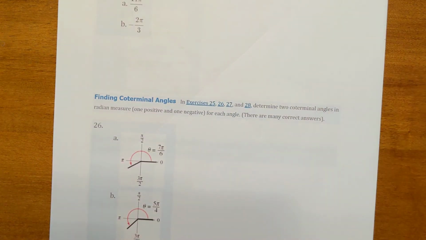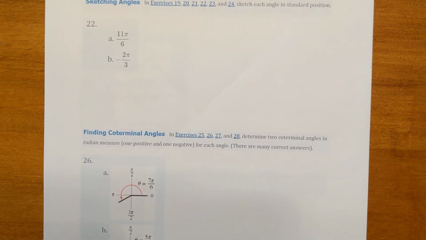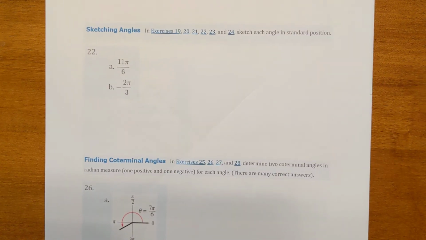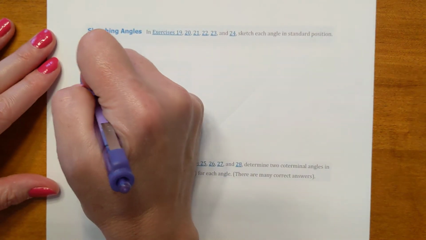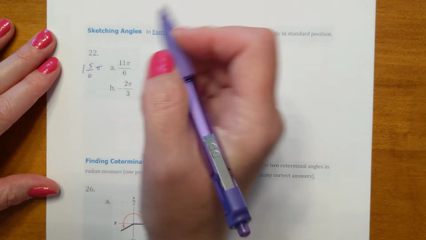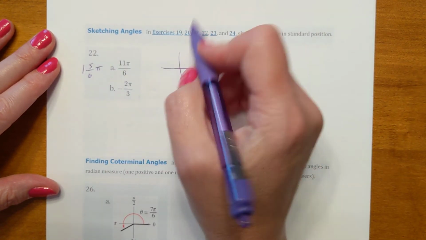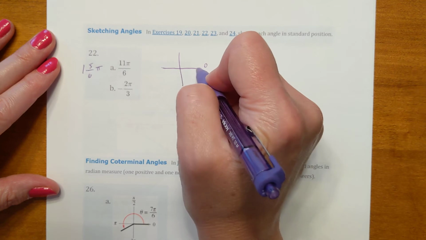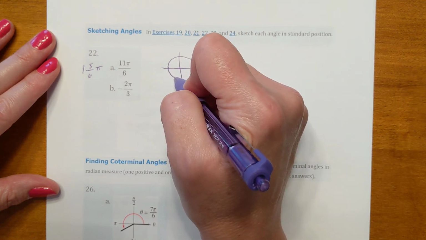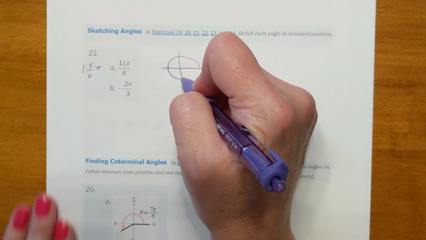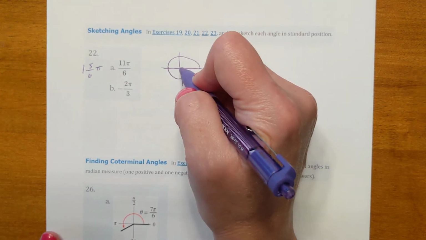Okay, on the next page, they want us to sketch each angle in standard position. All right, so we got 11 pi over 6. That is 1 and 5/6 pi. So you're going to go, again, that's 0. You have to go 1 pi, and it's over halfway over, and then 5/6 is going to take you up to here.